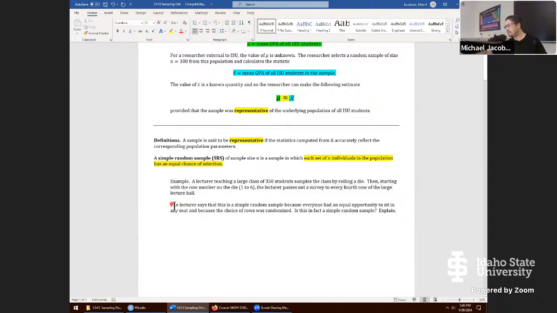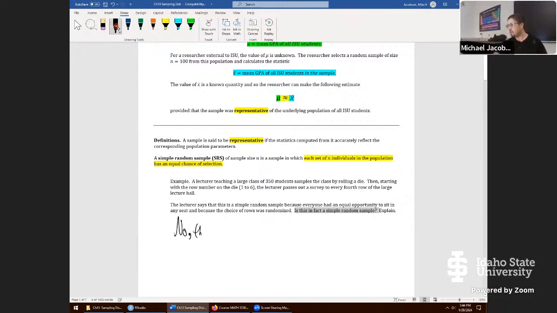The lecturer says, this is a simple random sample because everyone had an equal opportunity to sit in any seat, which is true, right? You would have had that opportunity, although people fall into a pattern after a while. Let's imagine people are sitting completely randomly in this large lecture hall, and because the choice of rows was randomized. That's true as well. The die is randomizing the choice of which is the first row and then the 4th row thereafter. It turns out for that question, this is not a simple random sample. So let's start by just spilling the beans on this one.